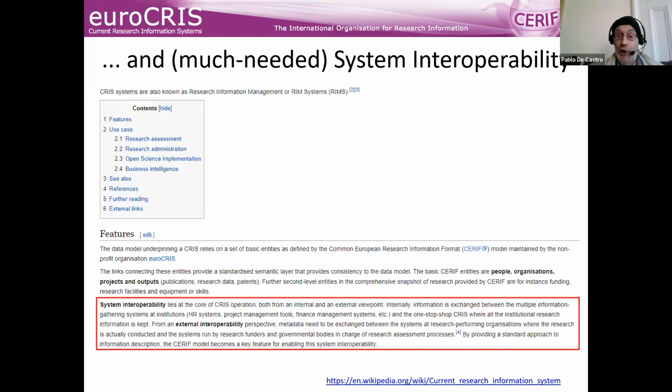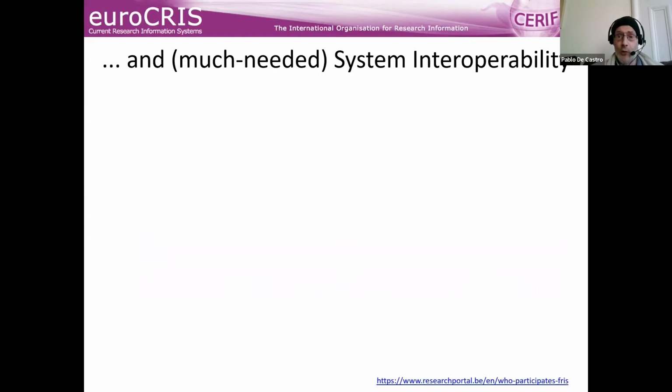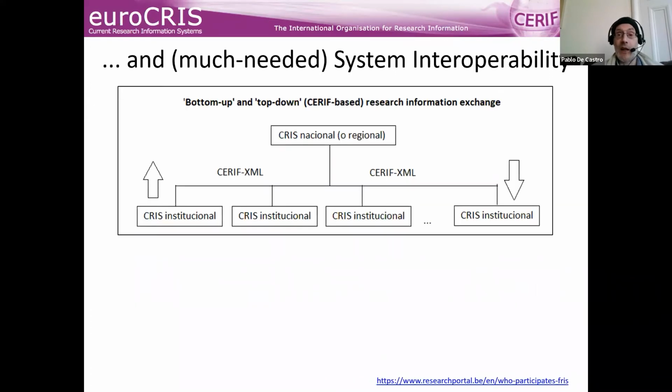And then you have the external interoperability, which is even more important, whereby you can aggregate, as I mentioned, standardized information across systems and bring it together into a wider, higher level platform. And this is truly important because it allows us to collect a wider snapshot. So this is the way typically system interoperability will work when operating systems that meet the Serif standard.